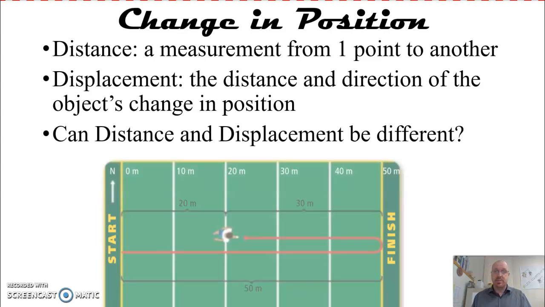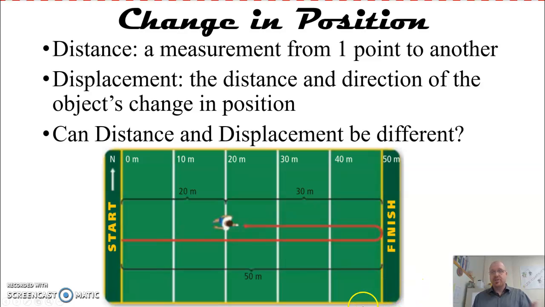Again, can distance and displacement be different? Of course it can. Here's another example. It shows a runner, right? Notice the distance the runner is running. He runs from the starting line to the 50-meter mark, and he turns around and comes running back to the 20-meter mark. Well, his displacement, we know, is a total of 70 meters. Actually 80 meters, I apologize, 50 plus 30. But his distance from the starting line is only 20 meters, okay? Because that's where he started and that's where he stopped.